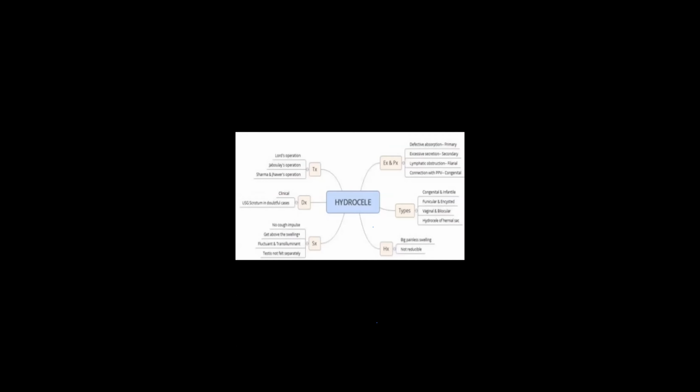And in the notes, it is told about hematocele and other conditions where there is different kind of fluid collection in the scrotum. So this is what is about Vriddhi Roga and hydrocele.